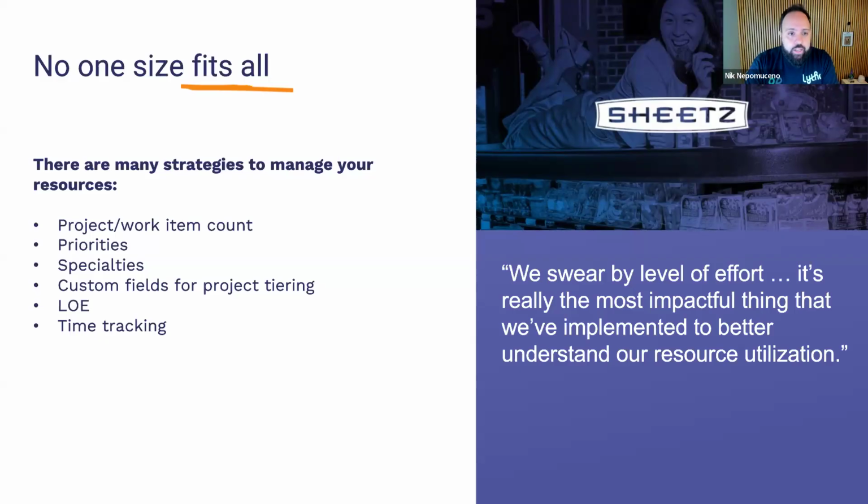So we're going to put a poll here for you to select. What are you currently using today? What are the different strategies that you are using with your team? Are you counting number of projects? Are you using specialties? Do we have different ways of prioritizing projects? Are we using the priority features, or are we doing it a different way? Are we using custom fields? Do we have different project tiers and so on? Do you use LOE? And then time tracking, right? Perhaps the most controversial topic for internal creative teams. It's time tracking.